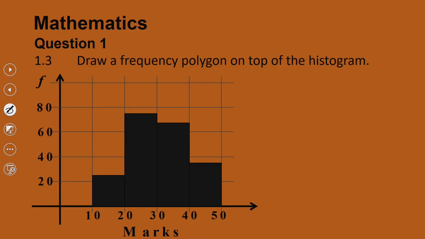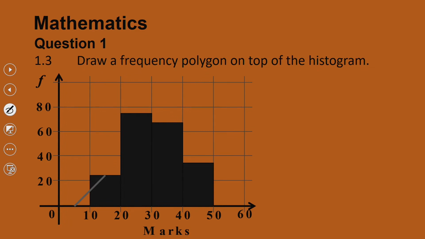So we have already done the histogram, and now we can focus on question 1.3, which says draw the frequency polygon on top of the histogram. So first of all, let's do that. The first part, we know that here it was 4,5. So you start there and you move to 14,5. And then the next one is to move to 24,5.